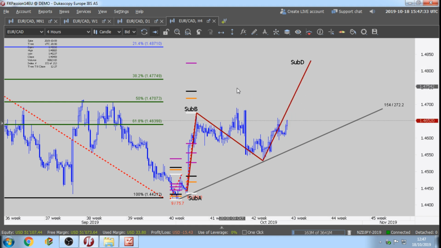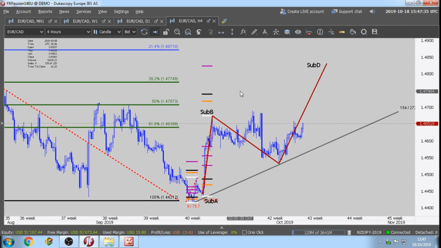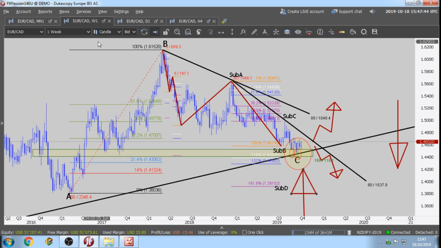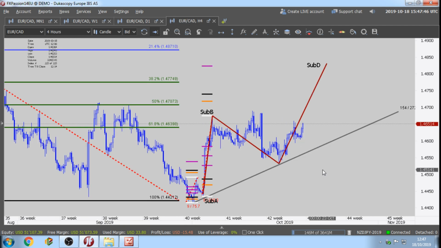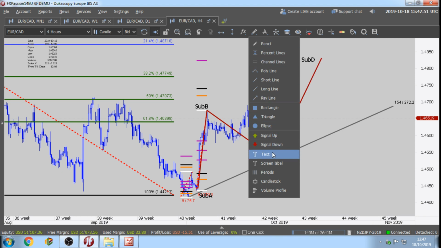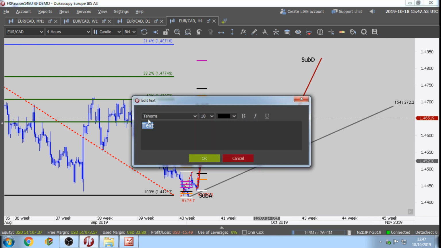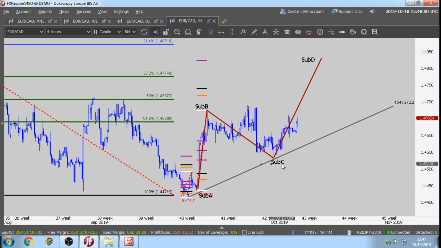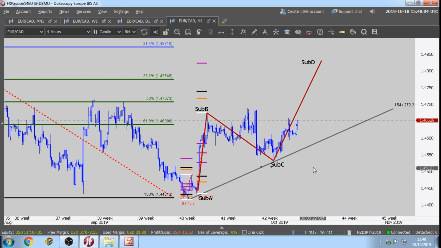So this is the contrarian Fibonacci on the 4-hour chart. We can trade a retracement on the 4-hour chart, on the daily chart, or we can trade the original Fibonacci on the weekly and on the monthly. Sub A, sub B, this is going to be the sub C. The monthly is in a retracement, yes sir. Sub A, sub B, sub C, sub D.